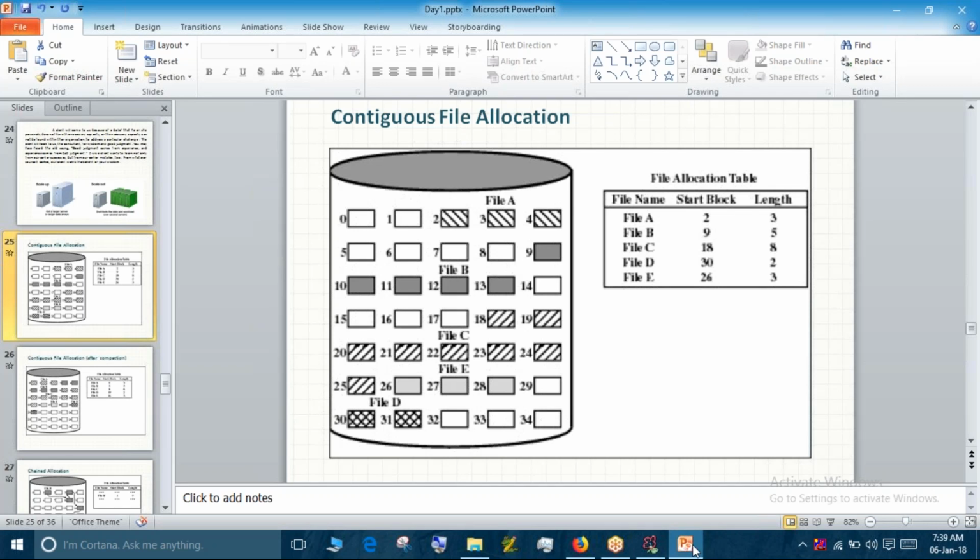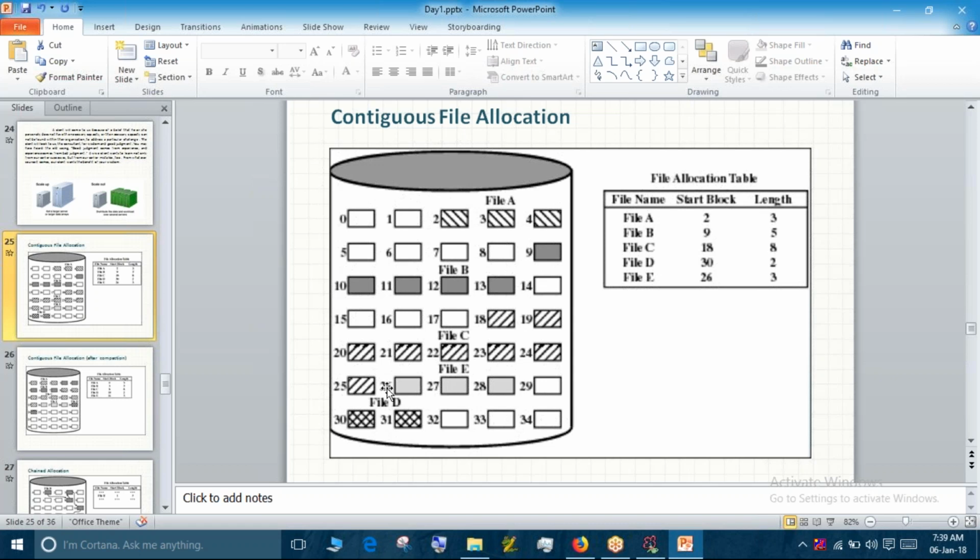Now see, I want to store a file B and I need 5 blocks. So it is storing like this: file B, whose start block is 9, length is 5. It is shown with a different color, I think you see that in the diagram here. File C, the start block is 18 and a length of 8. Absolutely, we are happy with this one.